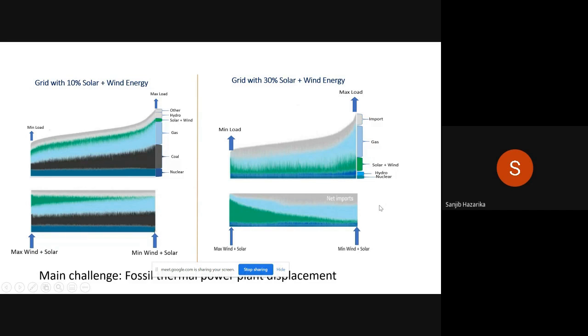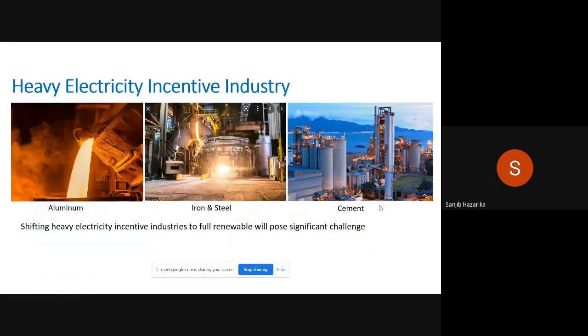So let's move forward. This is about electricity-intensive industry like aluminum, iron, steel, cement. In India, most of these industries used to have captive power plants. They have their own power plant. Most of them have coal-based power plants. Some of them, like the Numaligarh refinery, have their own gas-based gas turbine power plant. So they used to maintain their electricity requirement within their plant itself.